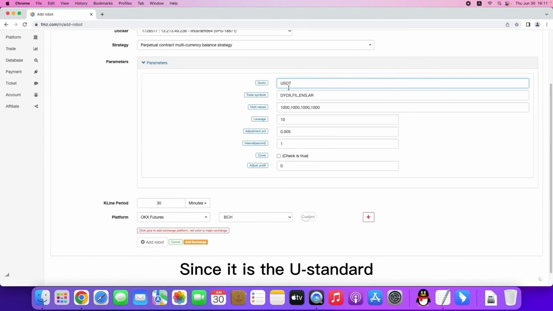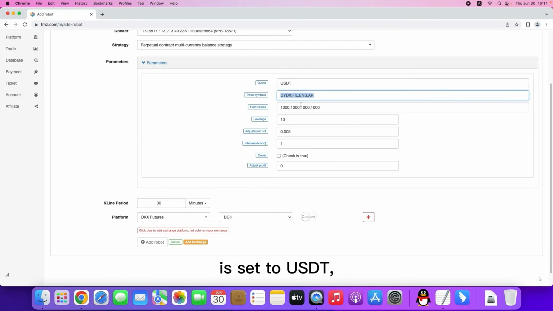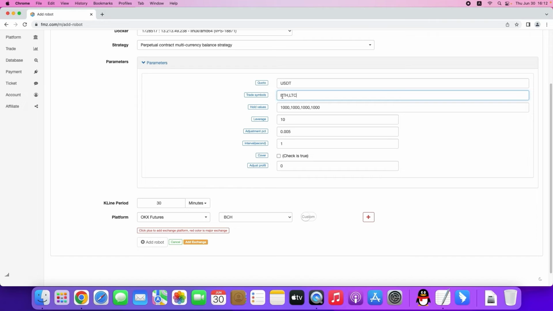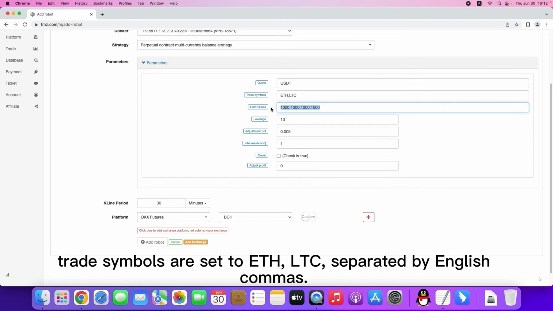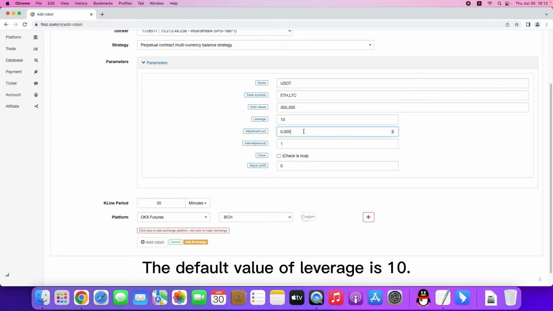Since it is the U-standard perpetual contract, the first parameter here is set to USDT. Trade symbols are set to ETH, LTC, separated by an English comma. Set the position value to 300. That is, both ETH and LTC hold a 300U base position. The default value of leverage is 10.